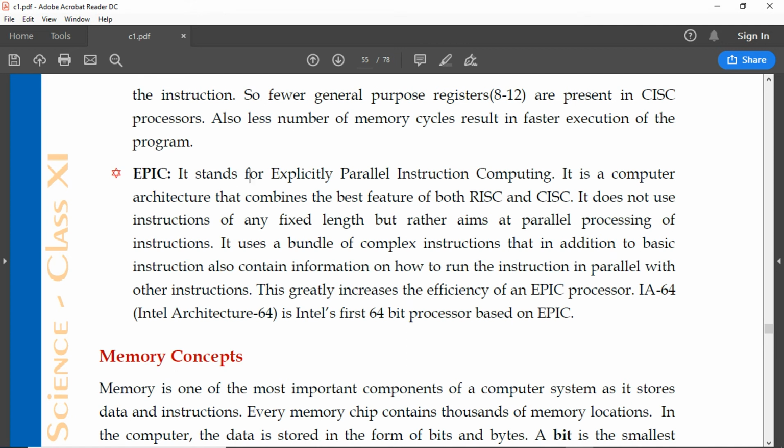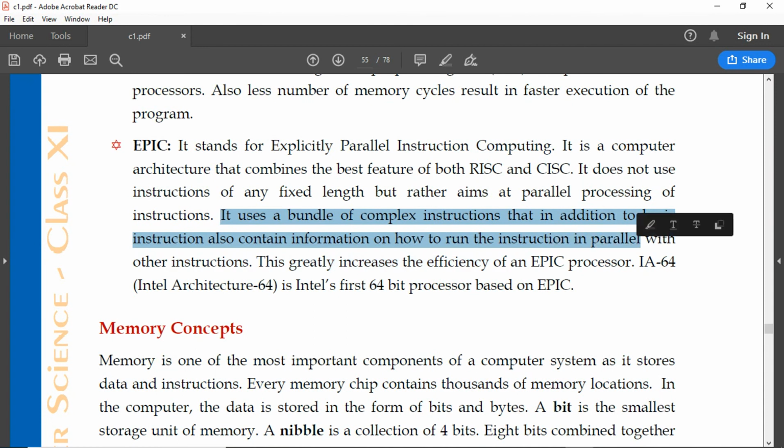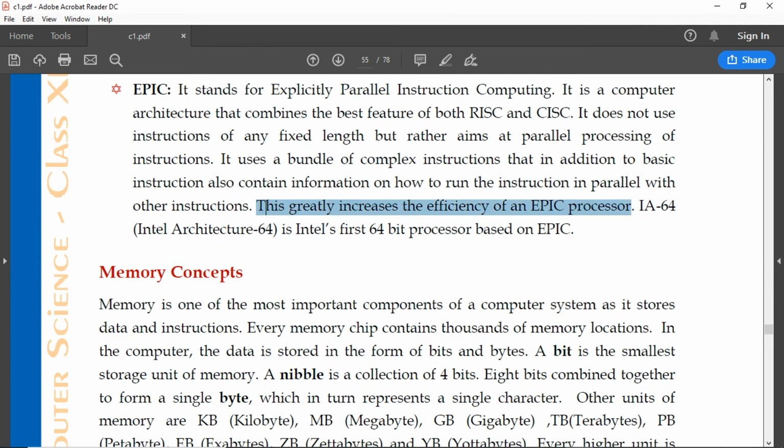EPIC stands for Explicitly Parallel Instruction Computing. It is a computer architecture that combines the best feature of both RISC and CISC. It does not use instructions of any fixed length but rather aims at parallel processing of instructions. It uses a bundle of complex instructions that in addition to basic instruction also contain information on how to run the instruction in parallel with other instructions. This greatly increases the efficiency of an EPIC processor. IA64, Intel Architecture 64, is Intel's first 64-bit processor based on EPIC.